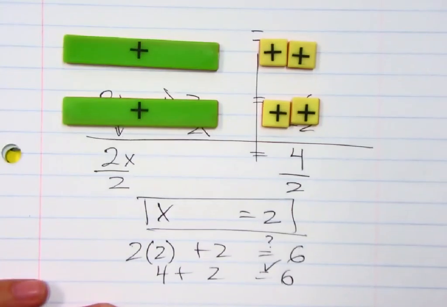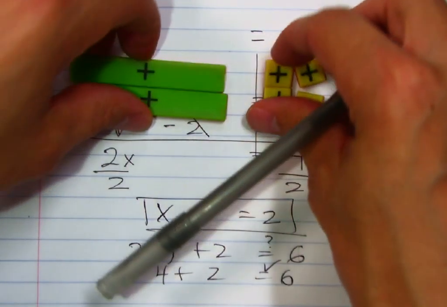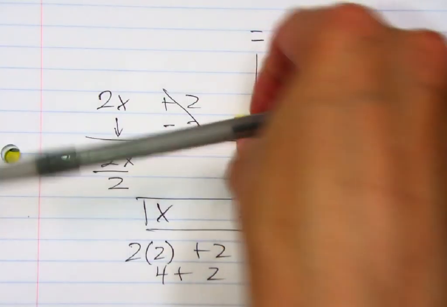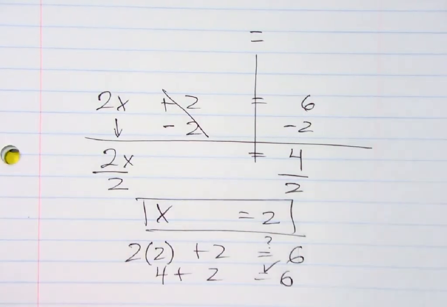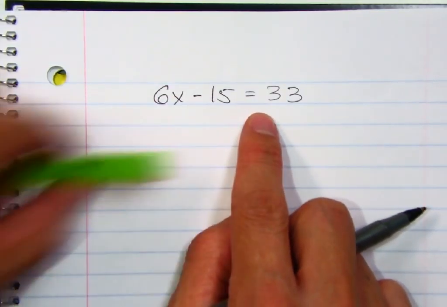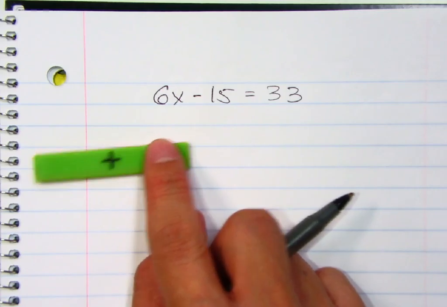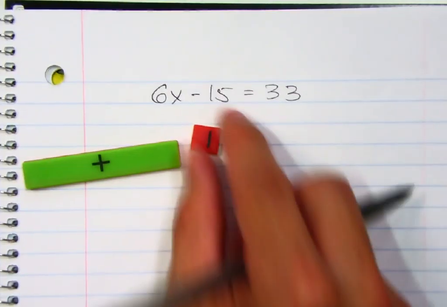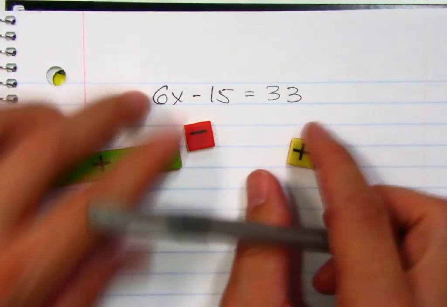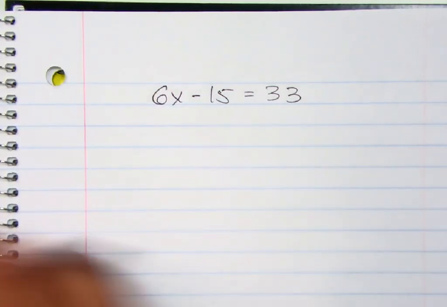Check. Now, I think algebra tiles are a good way to start off. The reason I don't always use them is for the following reason. Imagine I had a question like this, where I had to come up with 6 x's, 15 negative signs, and 33 of these. Boy, that would just take up a lot of room. So instead of doing that, I go ahead and just start solving it.